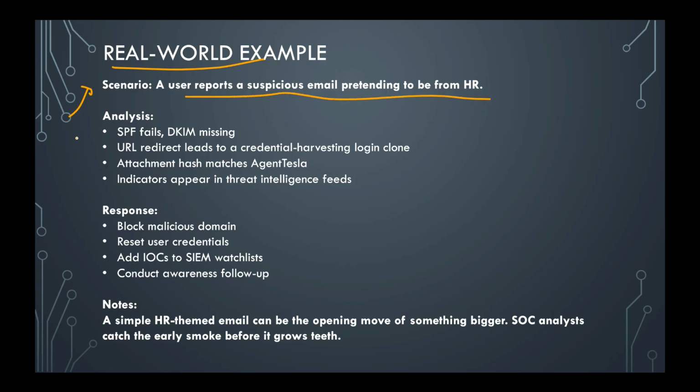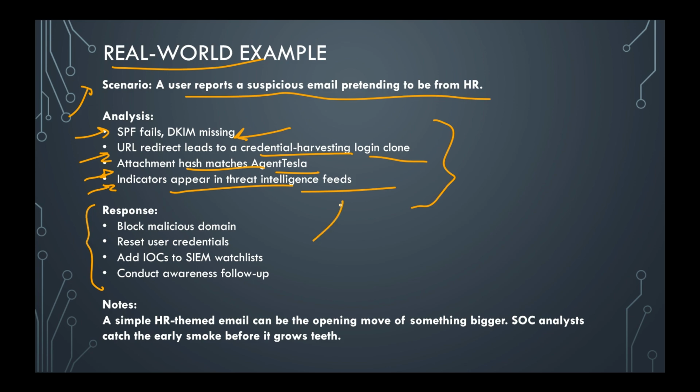So you can go and check the SPF fails, DKIM is missing, URL redirect leads to a credential harvesting login clone, and then the attachment matches Agent Tesla, indicators appear in threat intel feeds. And then what would be the response against it? So block malicious domain, reset user credentials, add IOCs to SIEM watch list, or automatically block it in EDR, and conduct awareness follow up.